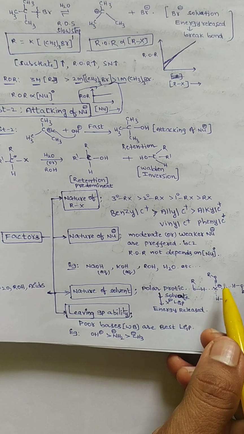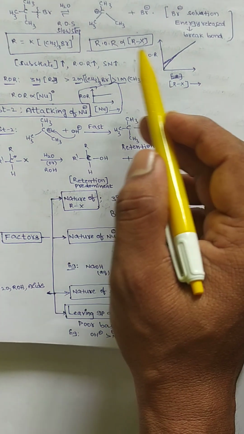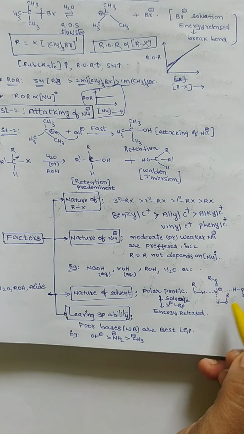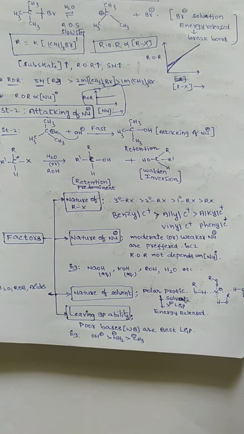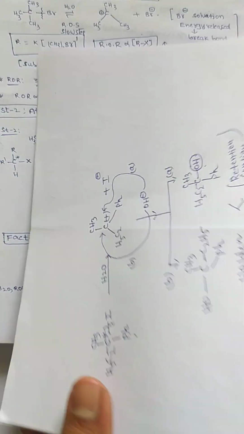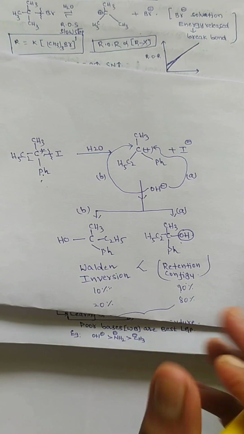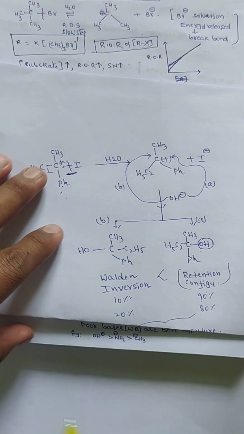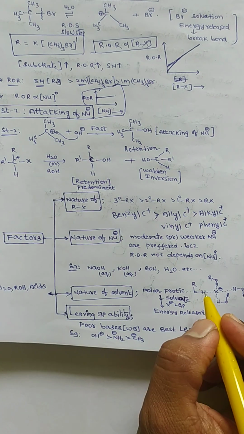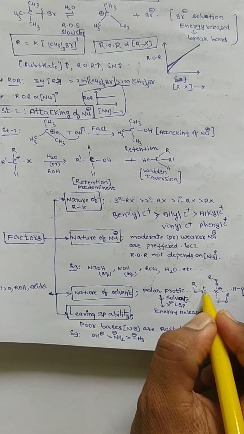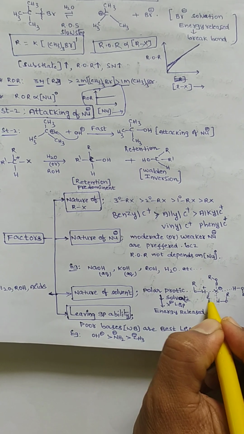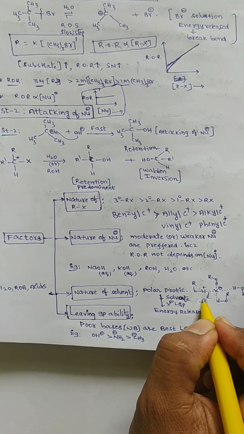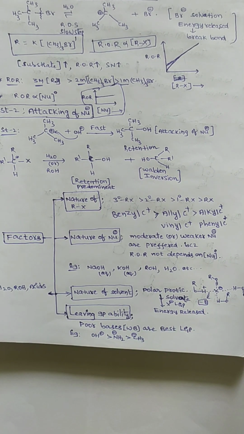In polar protic solvents, the halide ion, which is the leaving group, is stabilized by hydration, so energy is liberated. That energy helps to break the bond between carbon and halogen. Between the H+ ions of the solvent and the halide ion, attraction develops, and that energy is called hydration energy. This energy helps to break the bond between carbon and halogen.